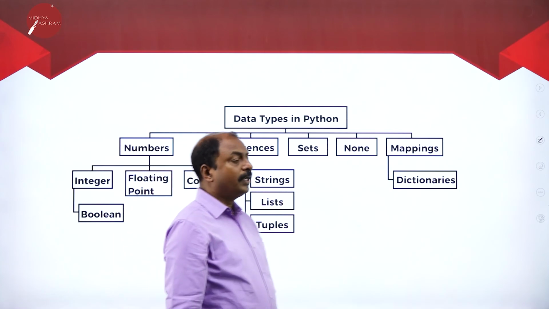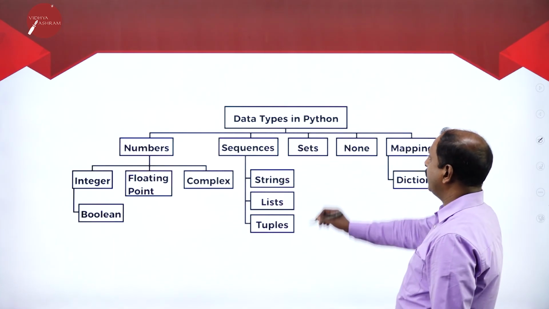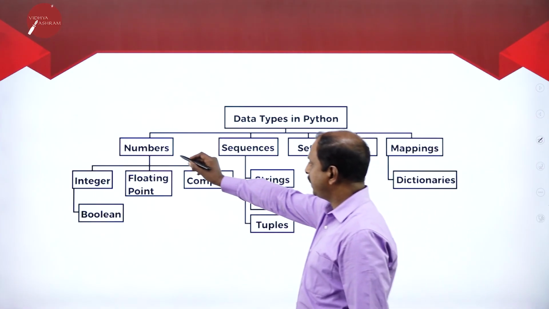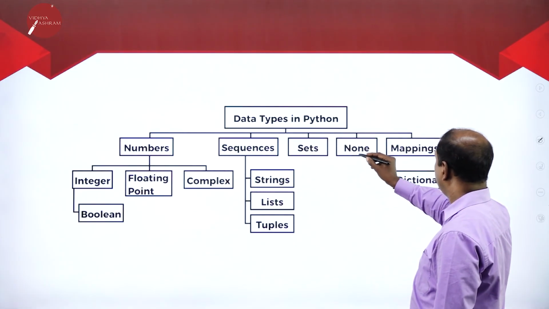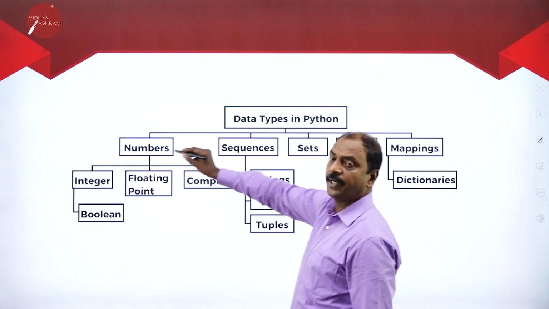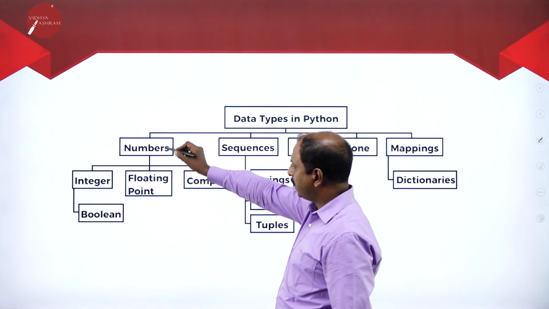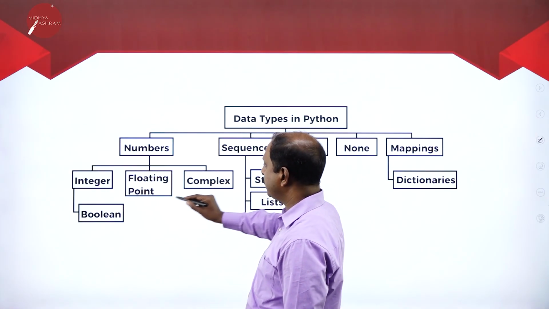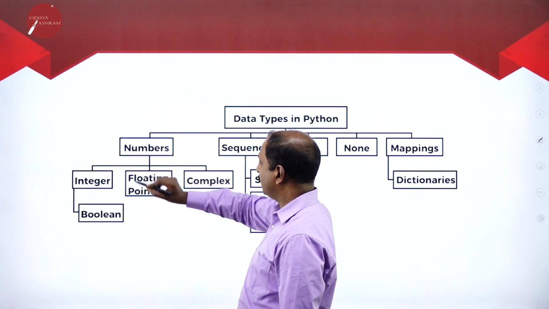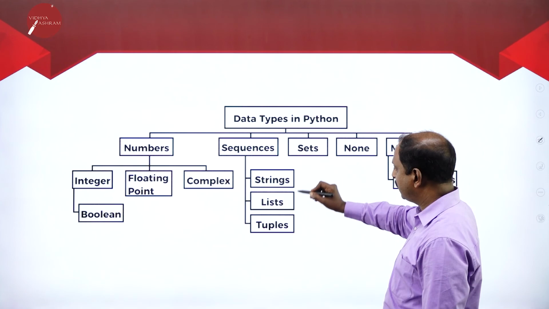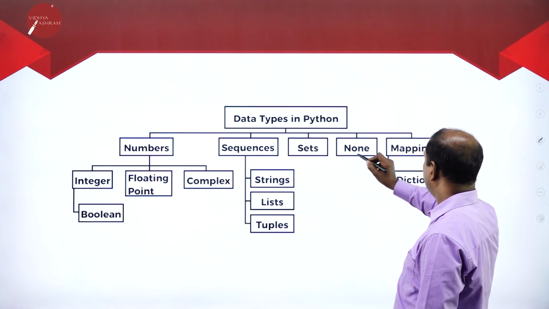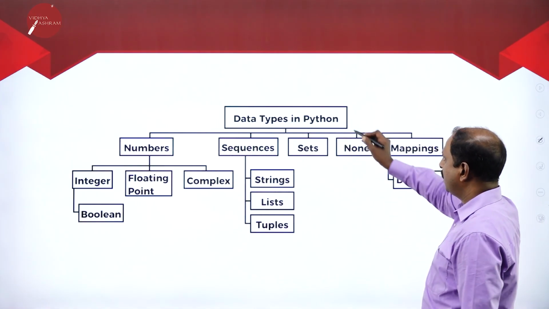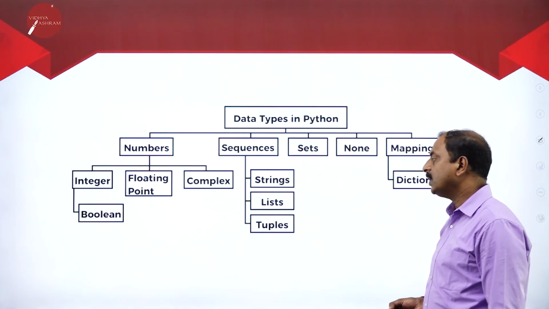And here we have different data types in Python. There are 5 sets of data types: numbers, sequences, sets, none, and mapping. These are all different data types of Python. Under numbers, we have 4 types: integer, floating point, complex, and Boolean. Under sequence, we have strings, lists, tuples, then sets, none, and in mapping, we have dictionary. So these are all different data types in the Python language that can be used in our program.